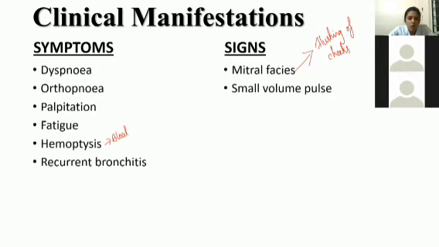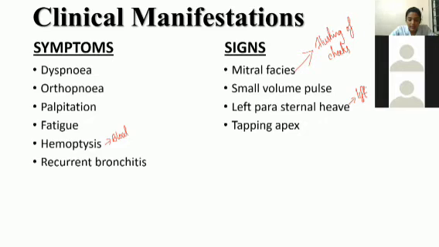Then a small volume pulse we can observe or auscultate. Then left parasternal heave. Heave means a lift. So on the left side, in the parasternal area, we can observe a lift. It may not be visible, but on palpation we will feel a lift in the left parasternal area. Then tapping apex. In the apex area, tapping we can find. Then opening snap, a snapping sound at the time of opening.